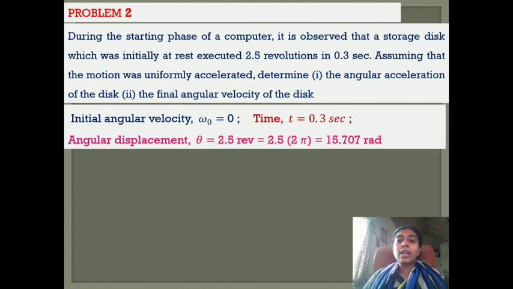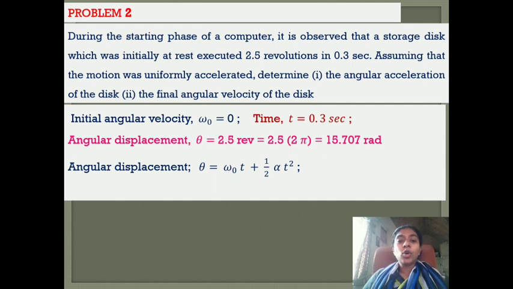Now angular displacement, see, it is given as it has executed 2.5 revolutions. Revolution means displacement, theta. So revolution is 2.5 revolutions. So in order to convert it into radians, we multiply it by 2 pi, we get 15.705 radians.